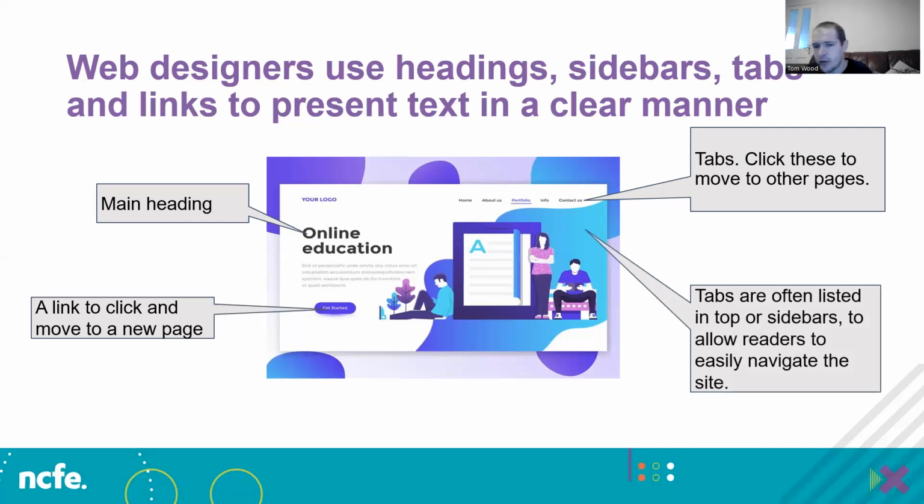So the tabs are often listed in the top bar or sidebar. We've got a top bar there. It could be a sidebar as well, where it just has the information of where to go. They just help to make it easier to navigate. There are also some images, which again help to make it stand out and make it an attractive thing to look at.